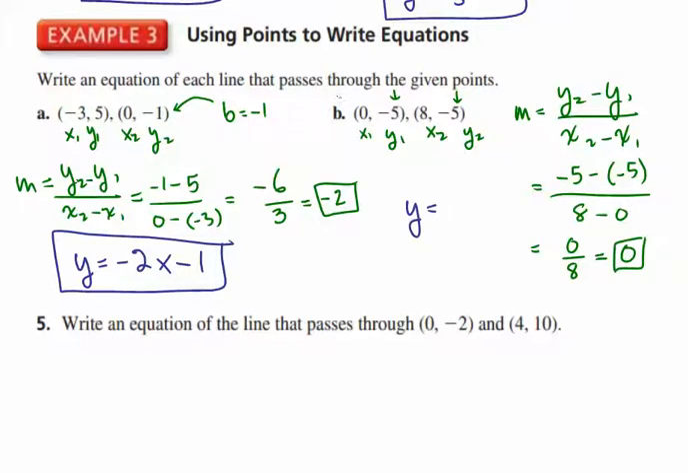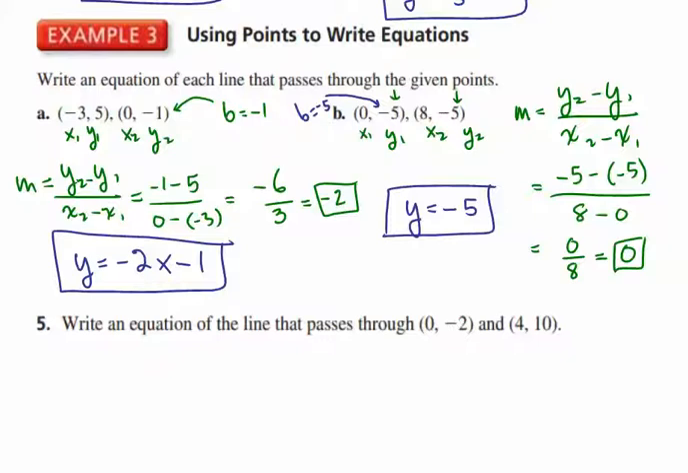Well, in this case we're shown. Notice that we have the y-intercept. That's the point where x is 0. So b is equal to negative 5 here, and that is the equation of the line. Y is equal to negative 5.